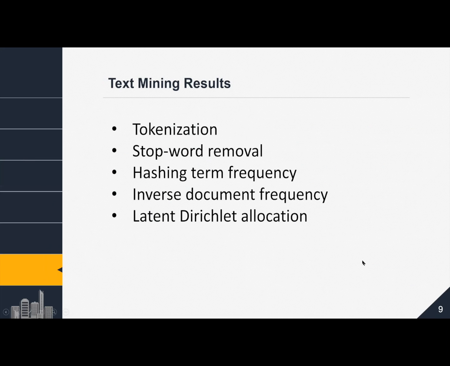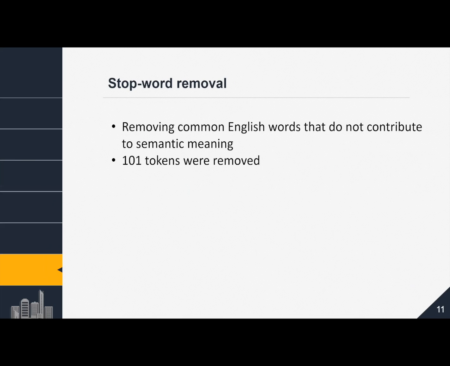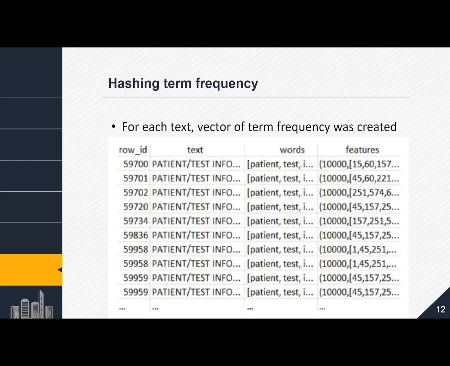We go through 5 steps in the text mining. First, we split the text into tokens, eliminating the white space and any non-alphabetic characters from the clinical note, and we remove the words less than 3 characters. Second is removing the English words that do not contribute to a specific meaning under this analysis. So 101 tokens were removed. And for each text, a vector of the term frequency is built.